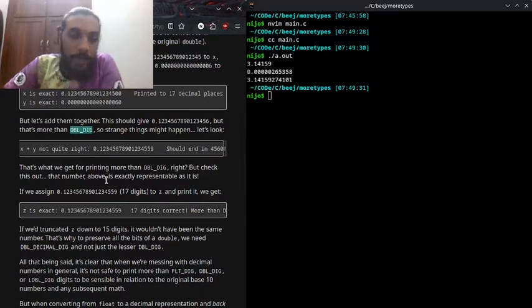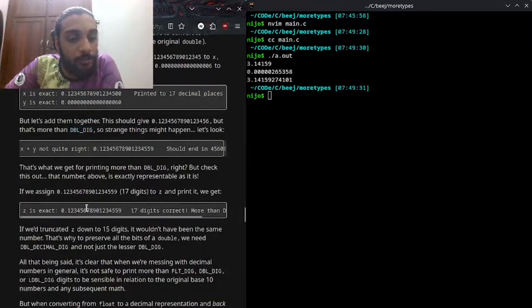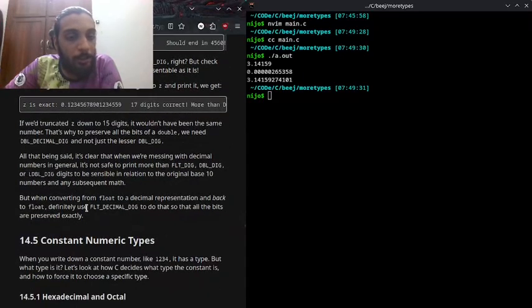But check this out, that number above is exactly represented as it is. If we assign 0.2 whatever it is, 17 digits, to z and print it, we get, oh, I think I get it now. 17 is correct, more than 17, if you truncate it now, it would have been the same number. That's why to preserve all the bits of a double, we need DBL_DECIMAL_DIG and not just the lesser.